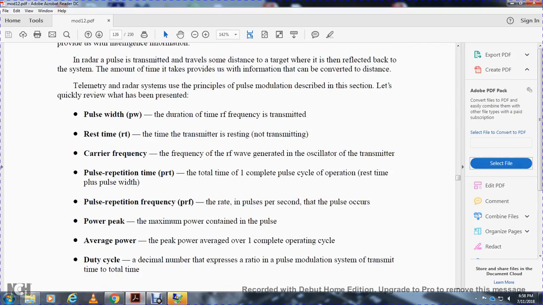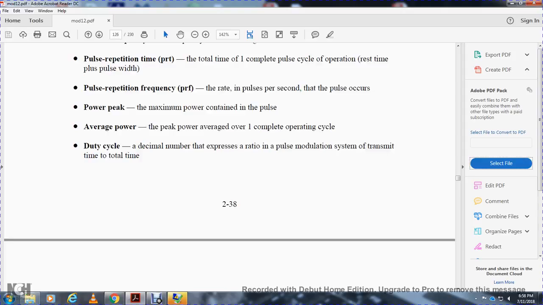Peak power: the maximum power contained in the pulse. Average power: the power averaged over one complete operating cycle. And the duty cycle: the decimal number expressing the ratio of the time the pulse modulation transmits to the total time.